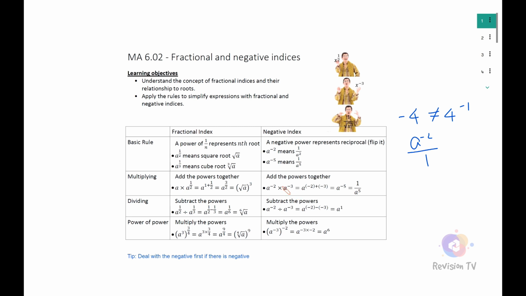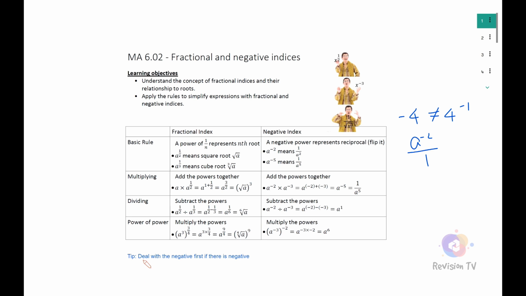If you multiply two terms with negative power, do the same thing. You add them up. So -2 plus -3 is -5. Again, -5 means you flip the term. a to the power of -2 divided by a to the power of -3: the same rule applies, but this time it's minus because we are dividing. When you have a power of a power, a to the power of -3 to the power of -2, -3 times -2 is a to the power of 6. a to the power of 6 is a positive power, so you don't have to do anything with it.